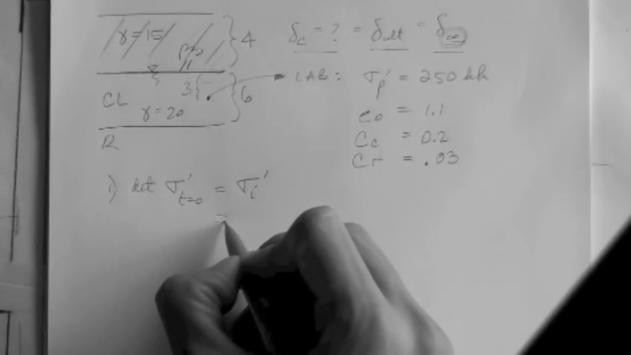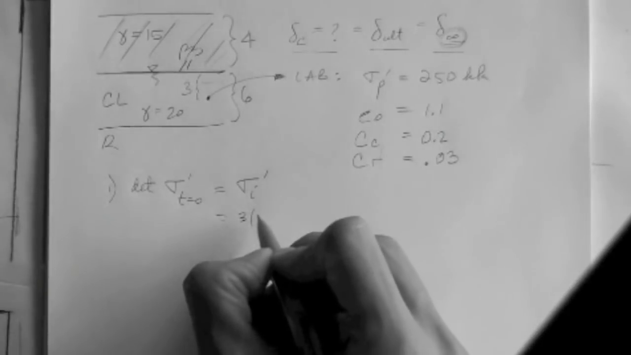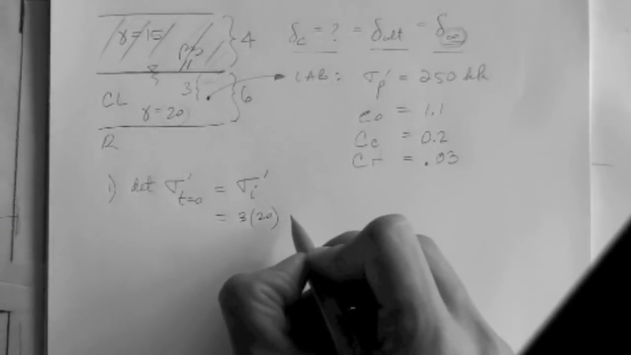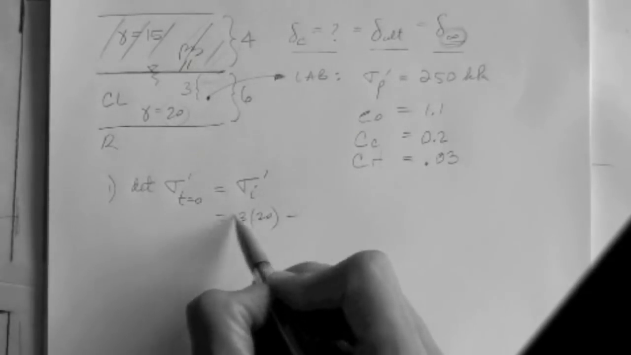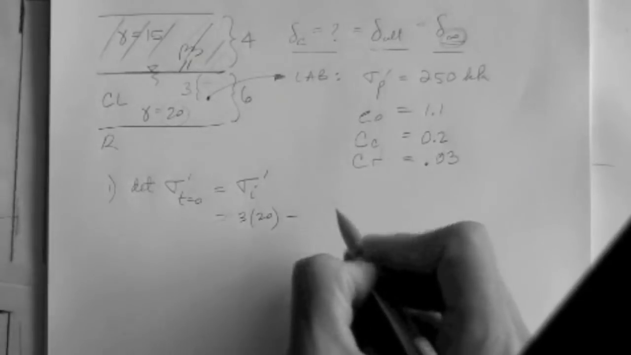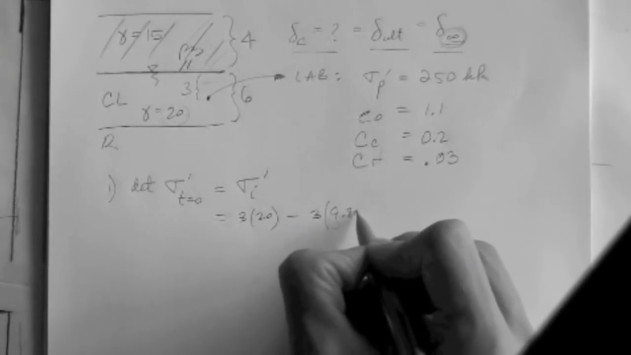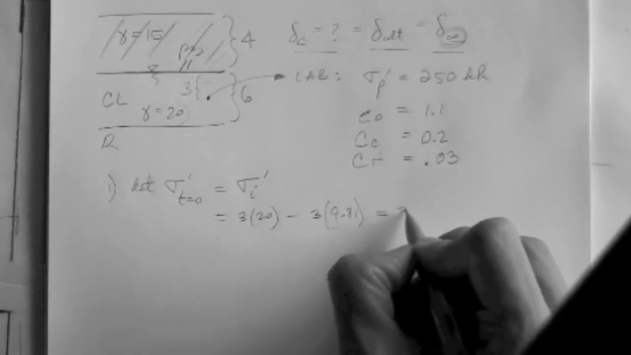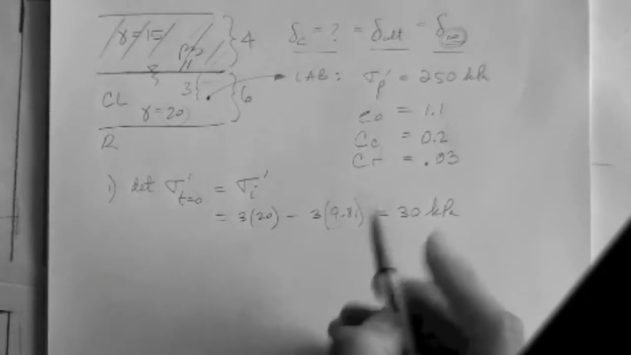And this is equal to what? 3 meters of saturated soil minus 3 meters of water. This is the total stress, and then the pore pressure U is 3 times 9.81 kilonewtons per meter cubed. Approximating this as 10, that is 30 kPa.